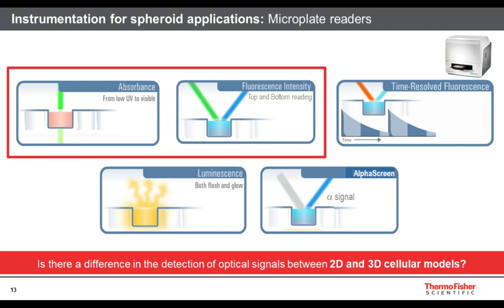Today, we are going to be focusing on two of the most widely used technologies, and that is absorbance and fluorescence measurements. When we talk about these two detection technologies, it is very common that scientists get worried about the possible differences in detection between 2D and 3D cellular models, and they often don't know how to select the best possible measurement mode for their samples. So we are going to briefly touch upon the critical things that have to be taken into account when performing either absorbance or fluorescence intensity measurements.